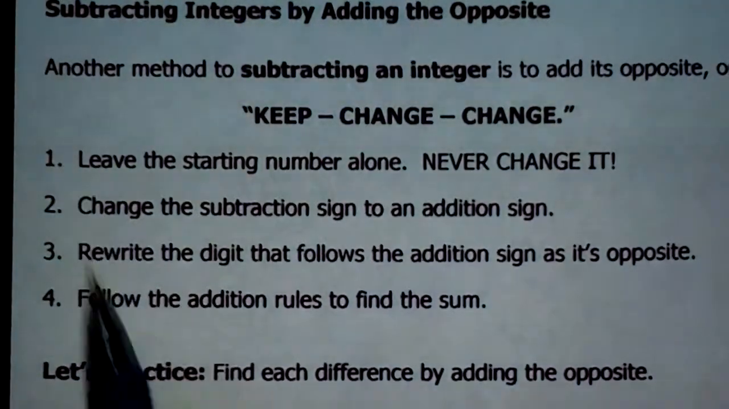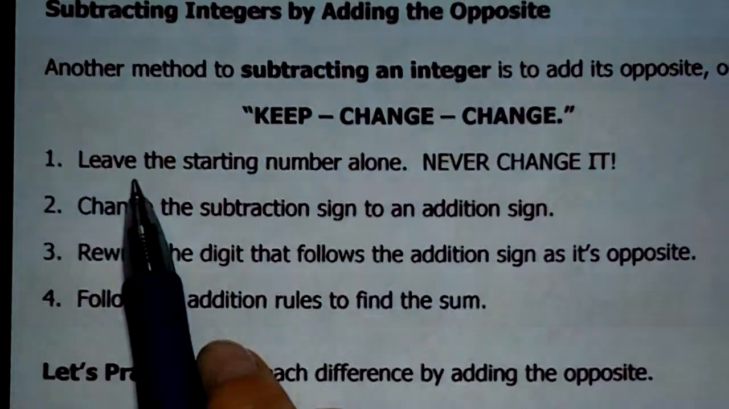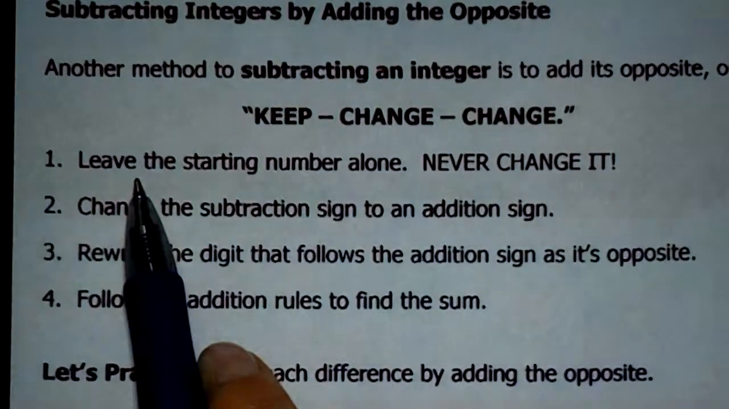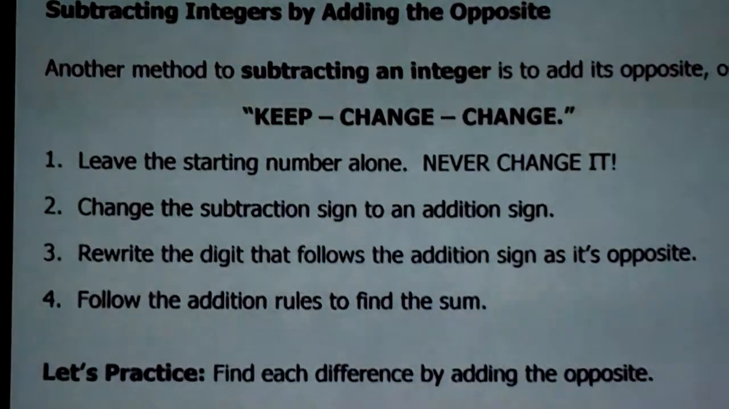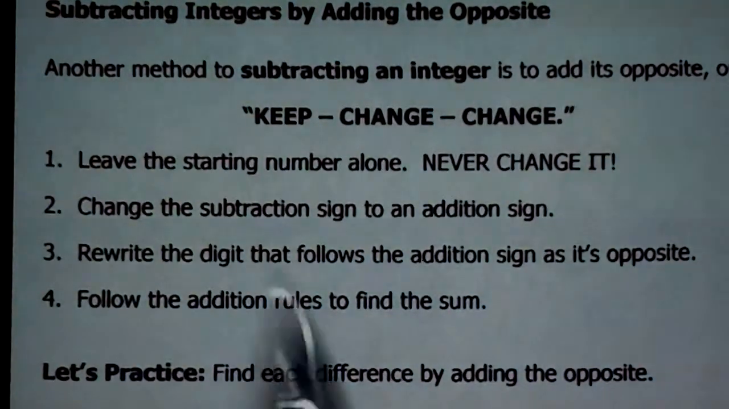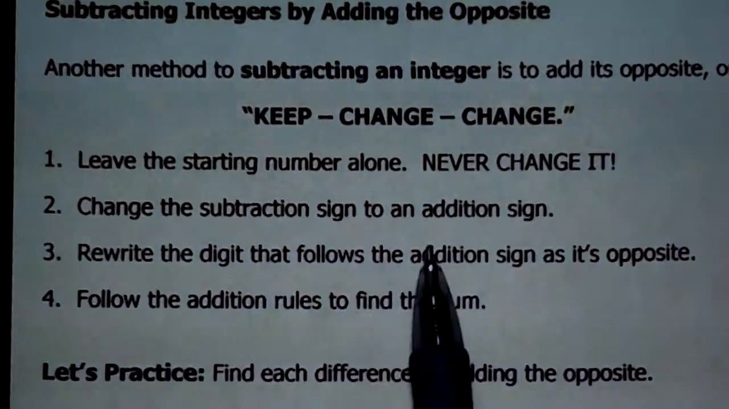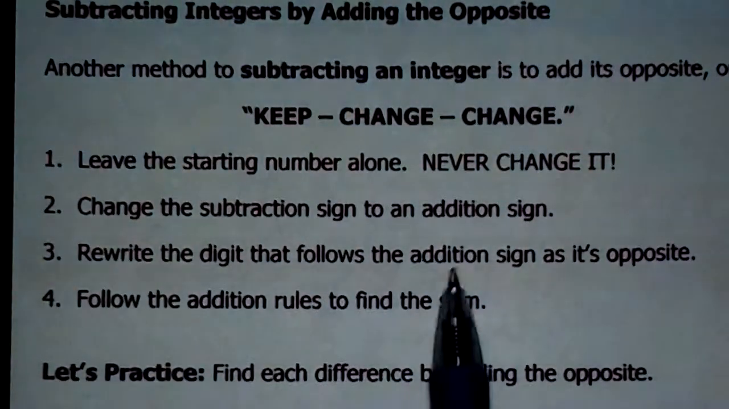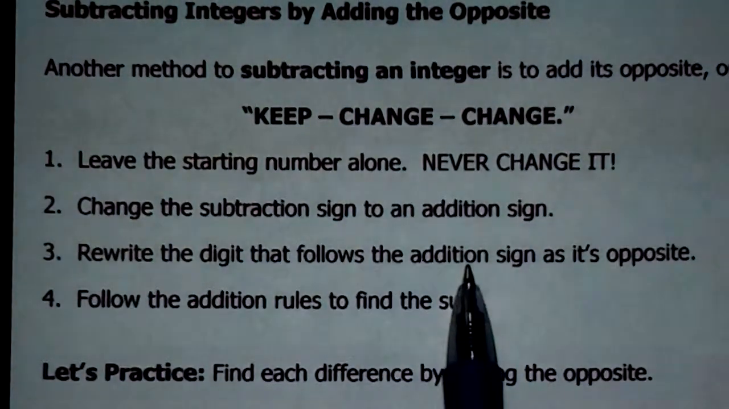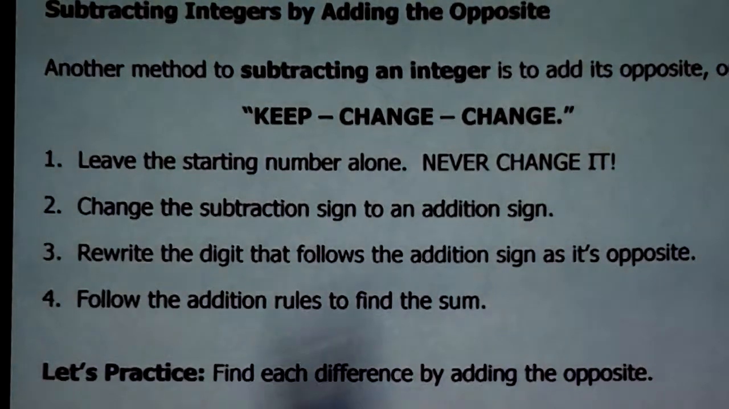So again, the steps are outlined for you here. You leave the number that you start with alone. Don't ever change the sign of it because you can't change what you start with. If I have a negative $100 balance in my bank account, I can't just erase that negative sign and make it a positive. I wish I could. That would be awesome. But you can't. You can't change what you start with. We change our subtraction sign to an addition sign, and whatever number follows the addition sign, you change the sign of it. Okay? So then we're just following our addition rules.